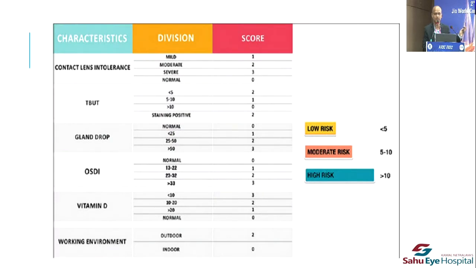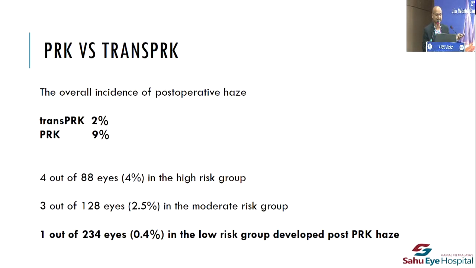Now, this is what they did. They looked at contact lens intolerance, TBUT, gland dropout, OSDI scoring, vitamin D levels, and the working environment. And they gave some scores to this, and they divided these patients into 3 groups: low risk, moderate risk, and high risk. Now, please look at the next slide.